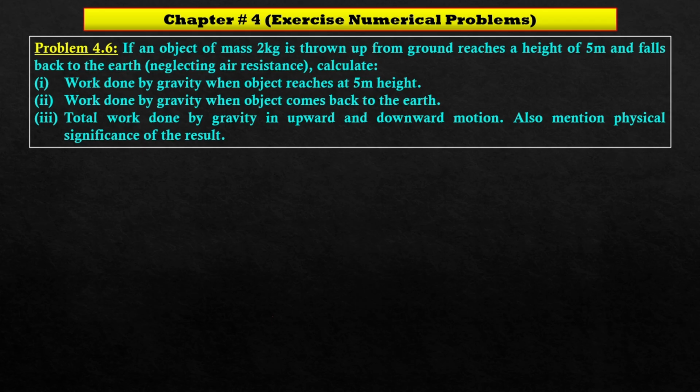Numerical number 4.6. If an object of mass 2 kg is thrown up from the ground, reaching the height of 5 meter and falls back to the earth.